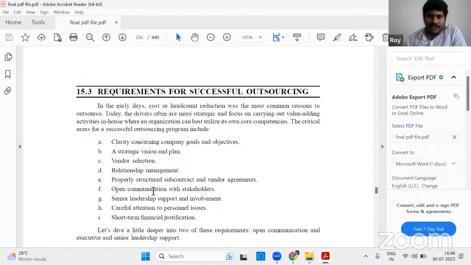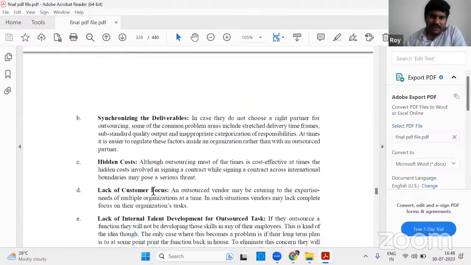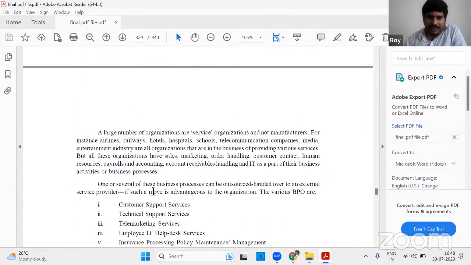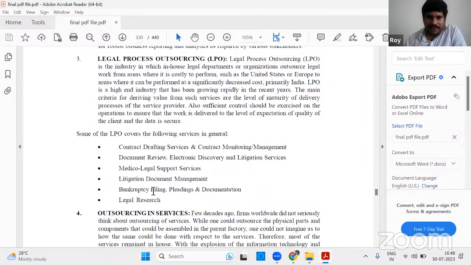That is enough. Requirement for strategic outsourcing, advantages. There will be some disadvantages. Types of outsourcing are also there. Just go through this.